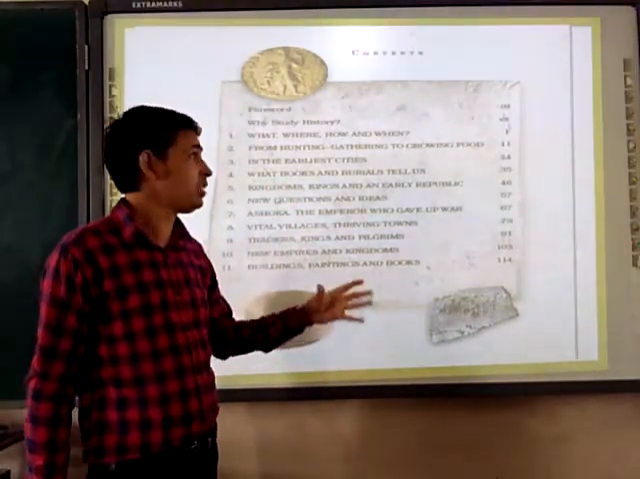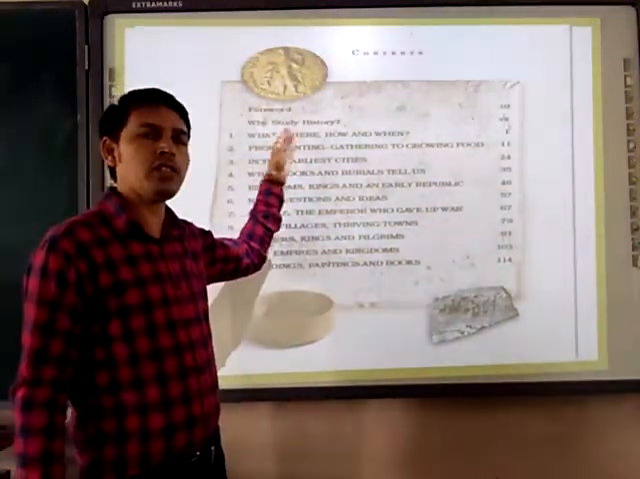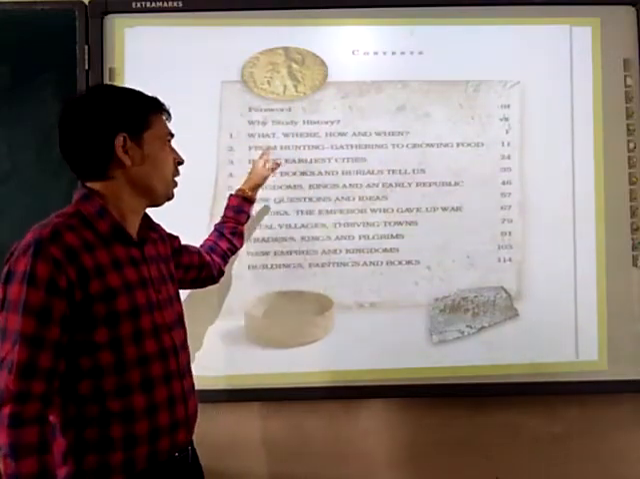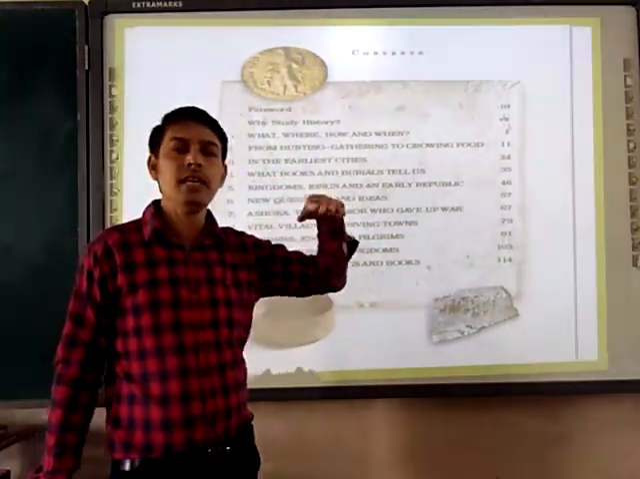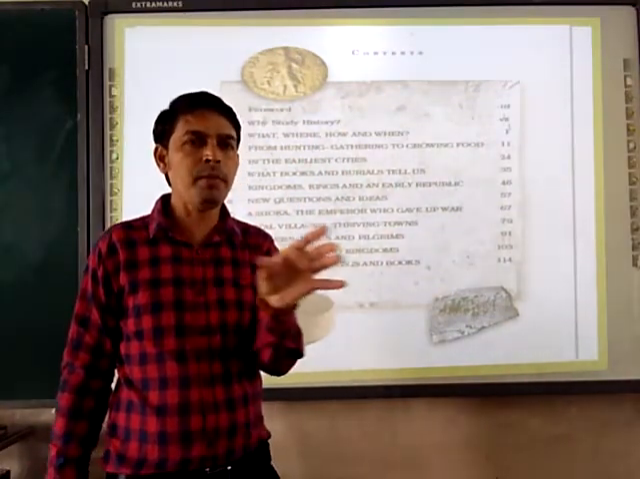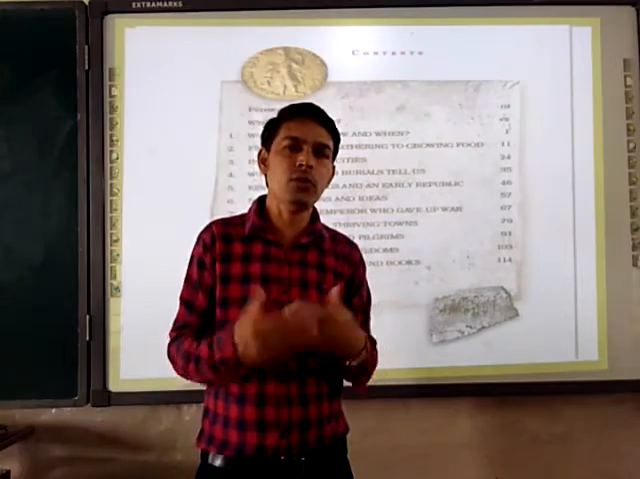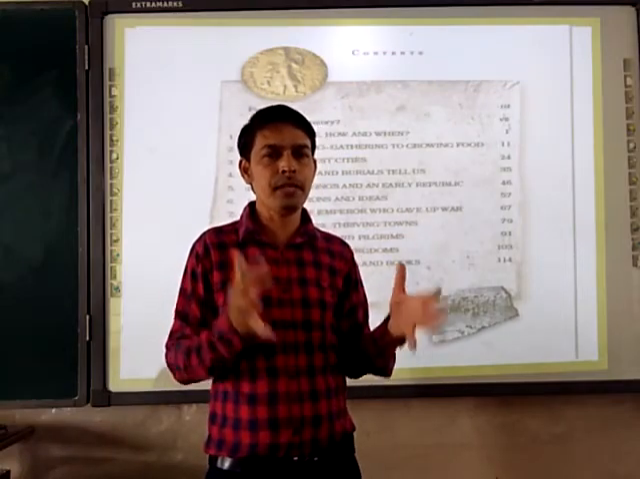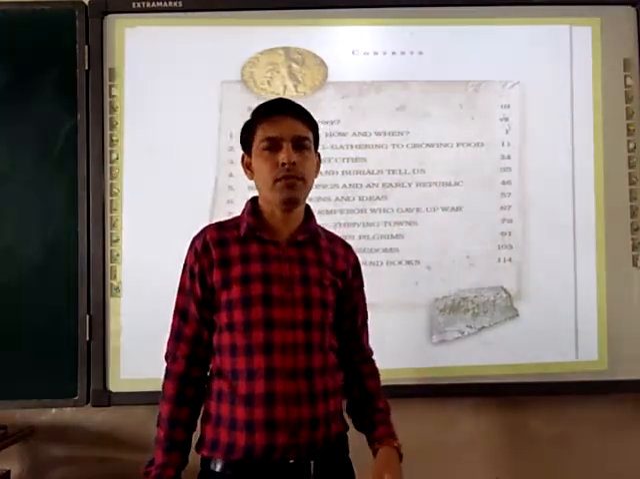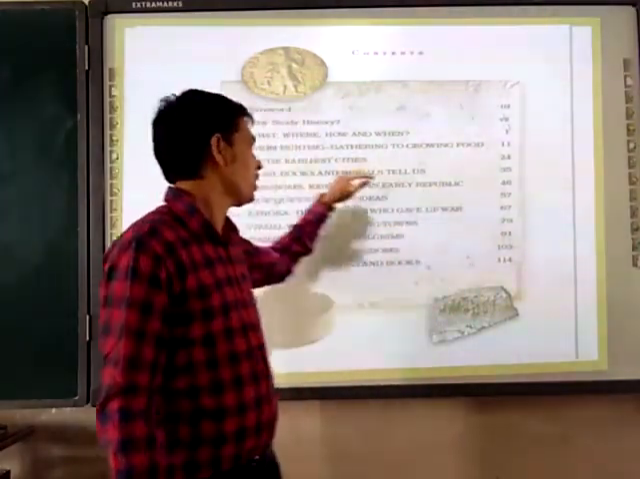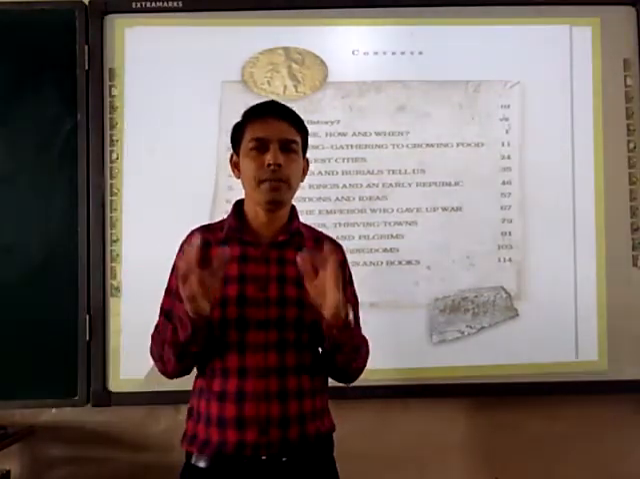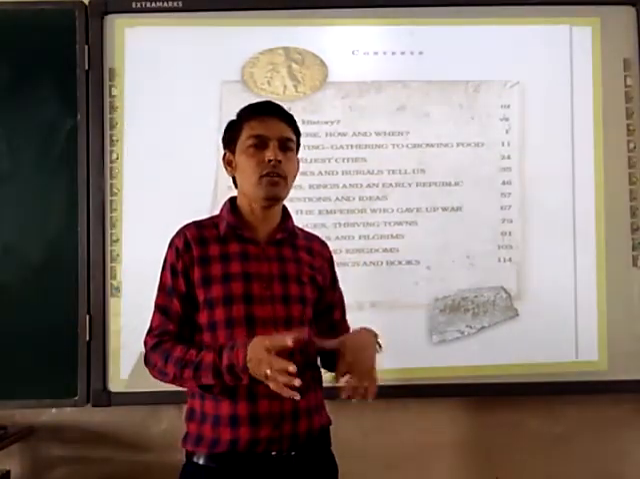In the first chapter we are going to see about what, where, how and when, what was going on. Then from hunting-gathering we will see how early people started hunting, and slowly from hunting and gathering they started to cultivate some crops on a piece of land. That means from hunting and gathering they moved to growing food. Like that we are going to see all these topics. In that we are going to talk about the Harappan civilization, Mohenjo-daro, the earliest city.